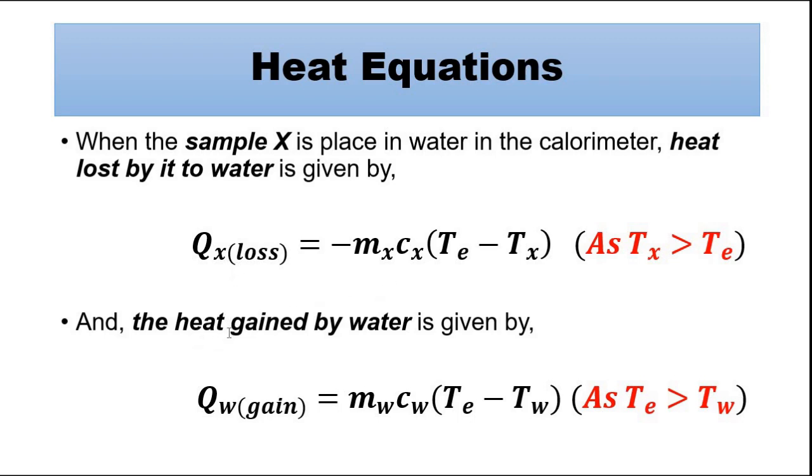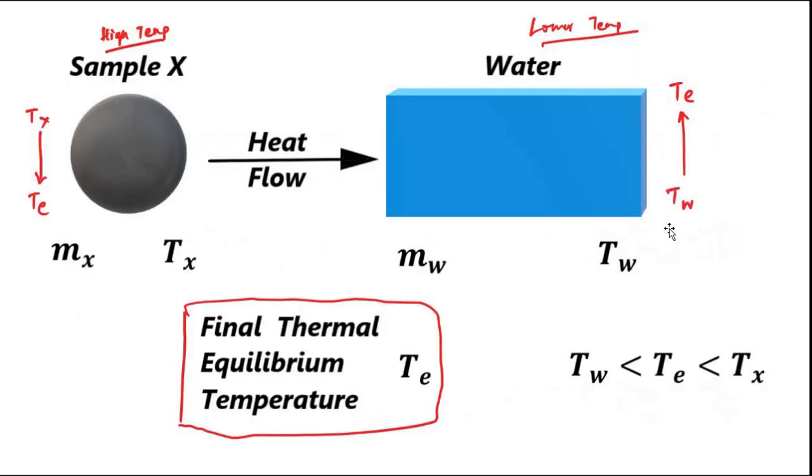And the heat gained by water is the same, mc delta T, here mw Cw, which is the mass and specific heat of water, and Tf minus Ti. The final temperature is T for both water and the hot object, and the initial temperature of water is Tw. As T is greater than Tw, it will be positive. Why is it greater? Because the temperature of water has increased from its initial temperature Tw to the final temperature T.